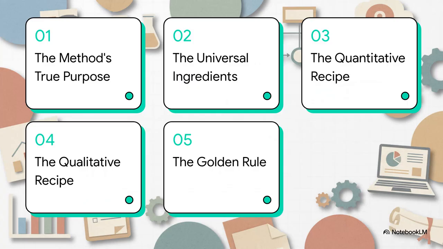So here's our game plan for today. First, we'll nail down the real purpose of this section. Then we'll look at the ingredients that every method section needs. After that, we'll get into the specific recipes for quantitative and qualitative research, and we'll wrap it all up with the one golden rule you absolutely cannot forget.